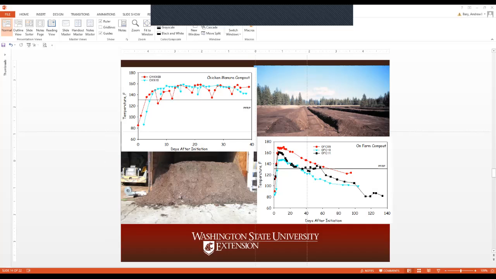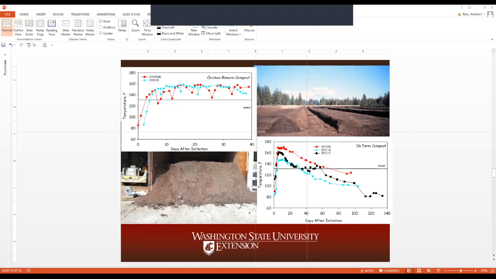Here's a couple of examples of real-time temperature profiles from a couple of studies I've had. The one in the upper left-hand corner is a turned windrow pile. It happens to be chicken manure. A couple of different years for the study we were running. And you can see that every time we turn it, we get a drop in temperature, not always below 131 degrees, but frequently. But always we get a drop in temperature when we turn it.